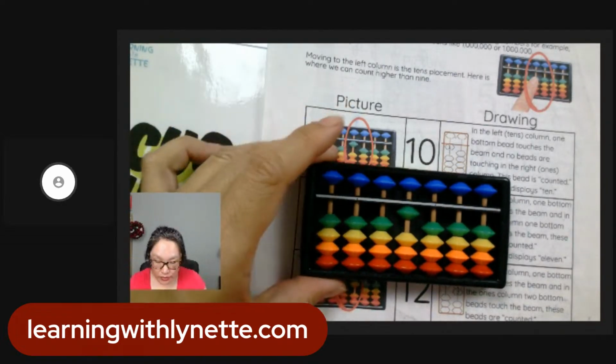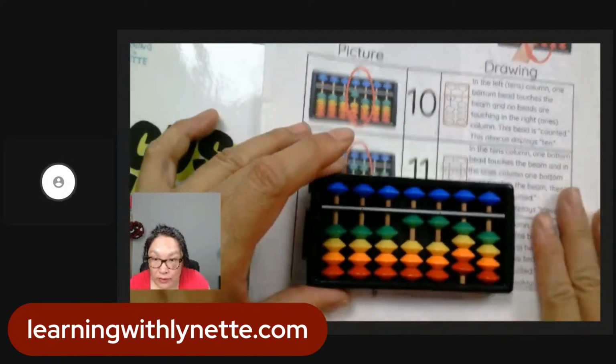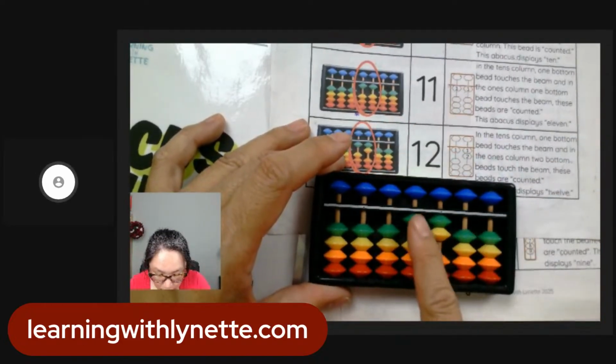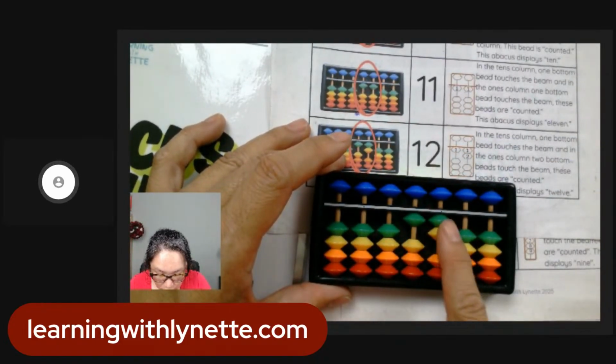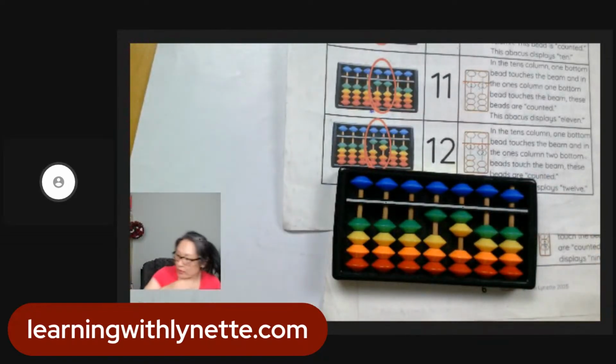So again, what we're going to do is go 10. And then after 10, this is 11. After 11, what are we going to do? We're going to do 12. Because this is 12. We notice the 1 and the 2, and the 10s and the 1s. What we're going to do is understand how we read the abacus.